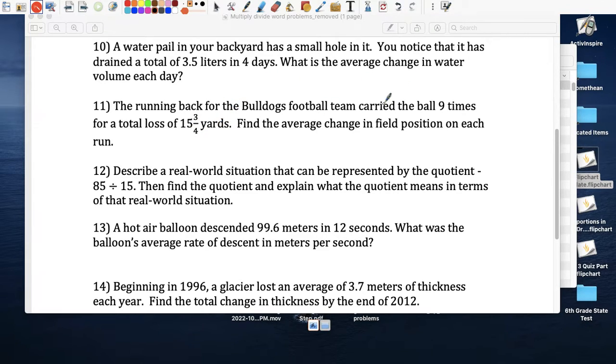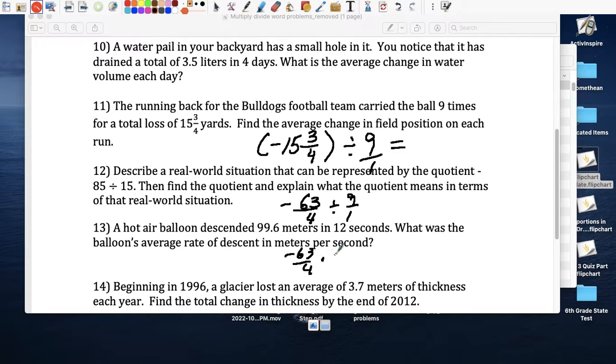Okay, that happened 9 times. Find the average change. So you lost, and let's represent that because it's a loss, divided by 9. So how many yards did you lose per attempt that you had? The football team attempted to go forward. Well, let's change that to an improper fraction. We get 4 times 15, which is 60, plus 3, 63 over 4, negative, divided by 9 over 1, which becomes negative 63 over 4, times 1 over 9.